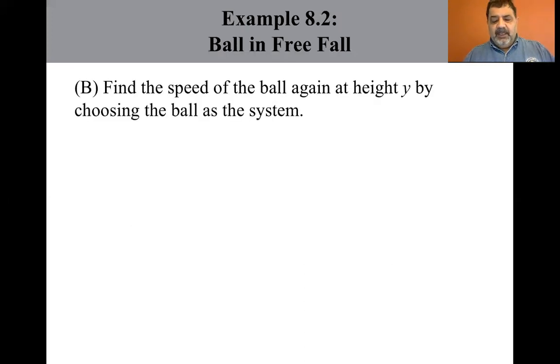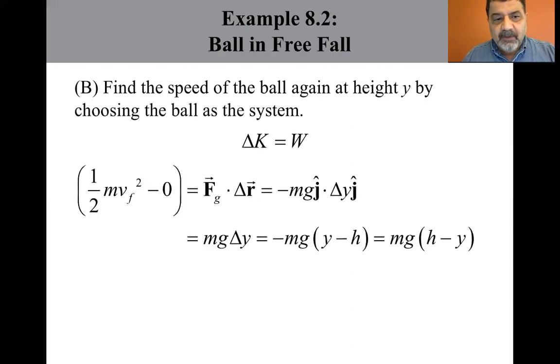Now, find the speed of the ball again at height y by choosing the ball as the system. Again, we categorize: in this case, the only type of energy in the system that changes is kinetic energy. A single object that can be modeled as a particle cannot possess potential energy. The effect of gravity is to do work on the ball across the boundary of the system. We use the non-isolated system for energy model. Write the appropriate conservation of energy equation. That's delta K, the change in kinetic energy, is equal to work.